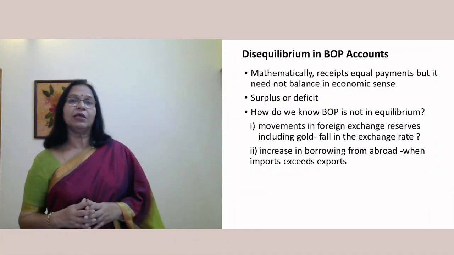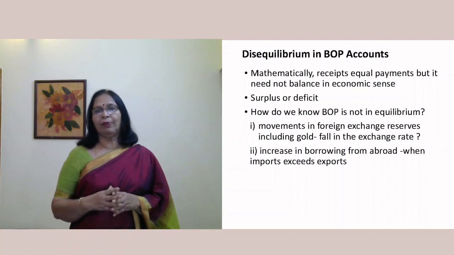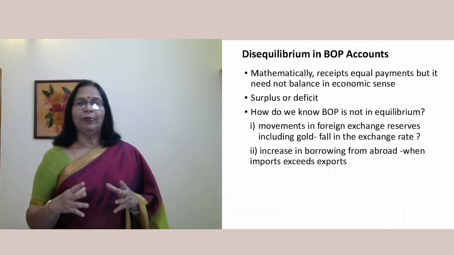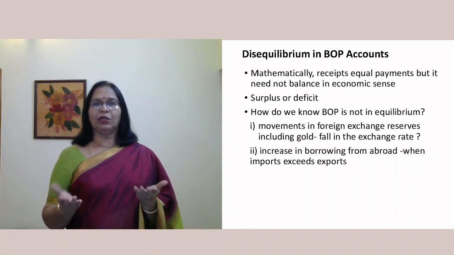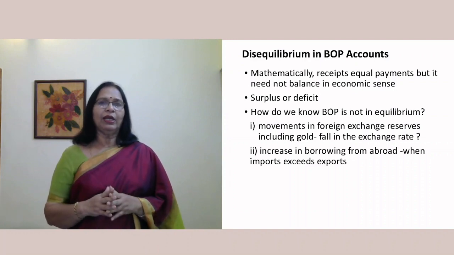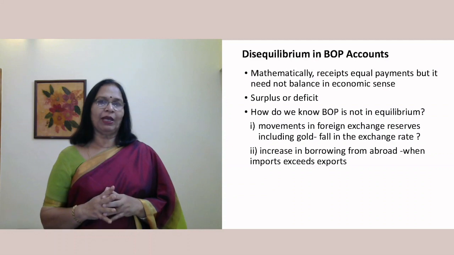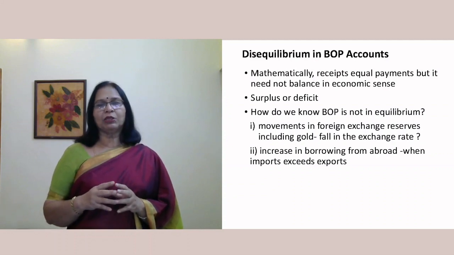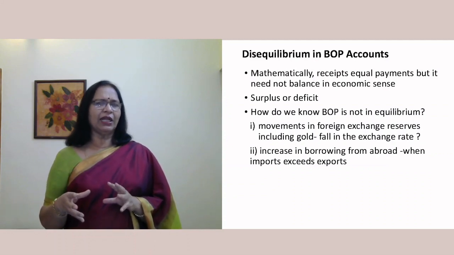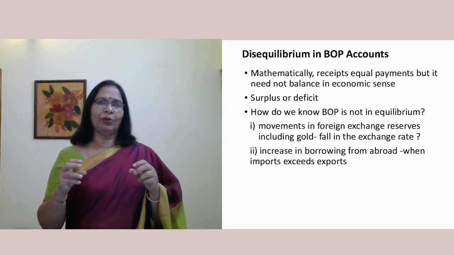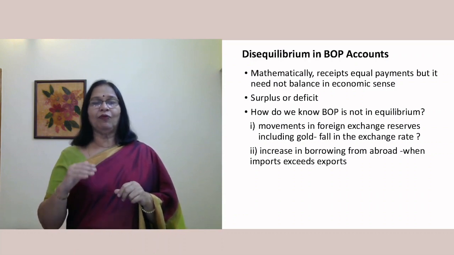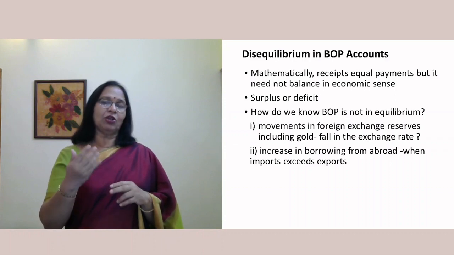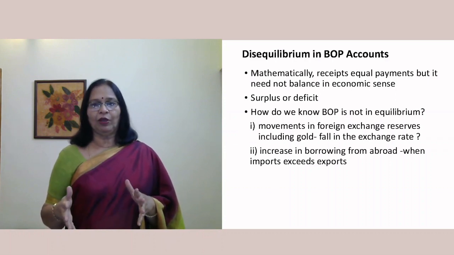Now the question is, is there a disequilibrium in the balance of payment? In the bookkeeping entry, we will find that the two are balancing, 1000 and 1000, they are balanced, but in the real world, in the economic sense, it does not balance. It is very rare that the balance of payment between exports and imports will balance. It is not likely to happen.